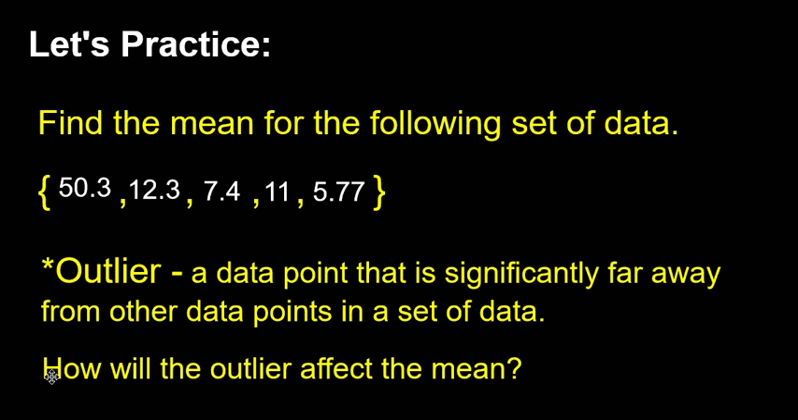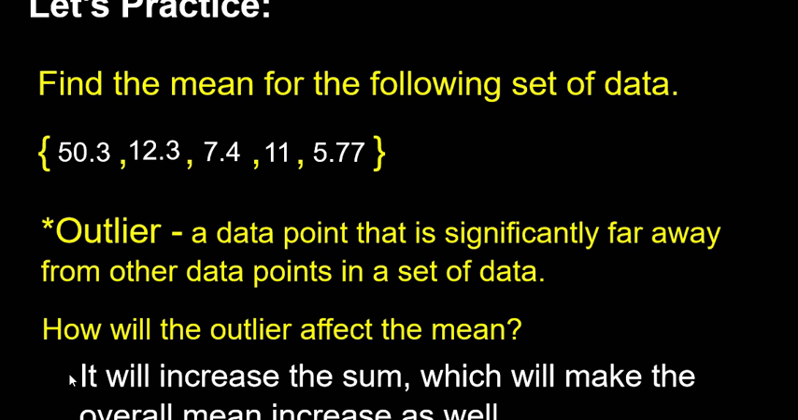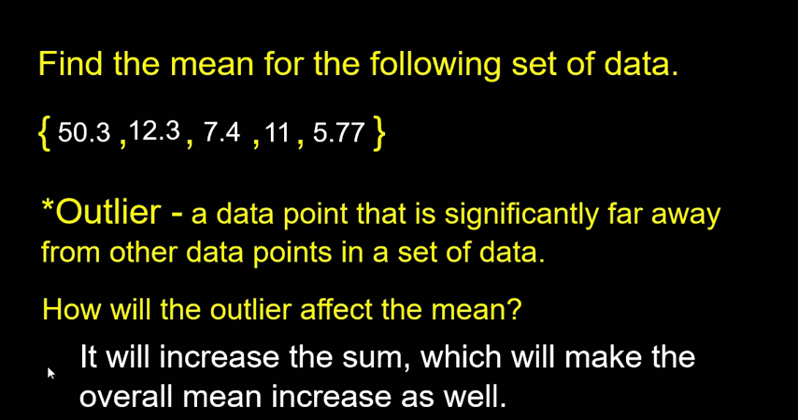Well, we want to think about this. How will the outlier affect the mean? Since that number is much higher, that's right. It will increase the overall sum, which is going to make the overall mean increase as well. So if our outlier is a much higher value, it's going to increase the mean. If it's a much lower value, it will decrease the mean.